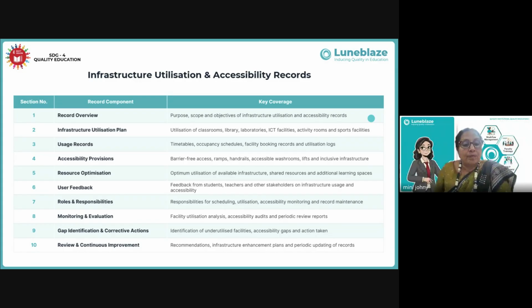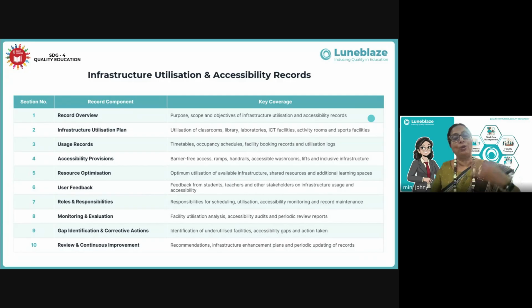Next one is accessibility provisions. No, monitoring and evaluation, we finished. Gap identification and corrective action. The record component is identification of underutilized facilities. There are so many facilities. We will buy things we don't use. Accessibility gaps and action taken. So everything should have an action. If some incident happened, why should it not happen again? So we should take action. Review and continuous improvement: recommendations, infrastructure enhancement plans, and periodic updating of records.